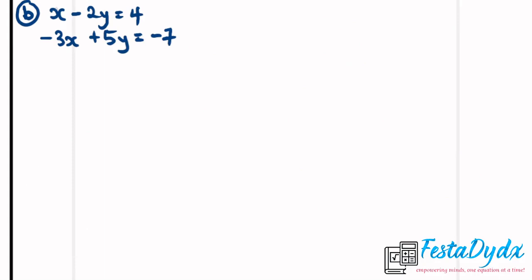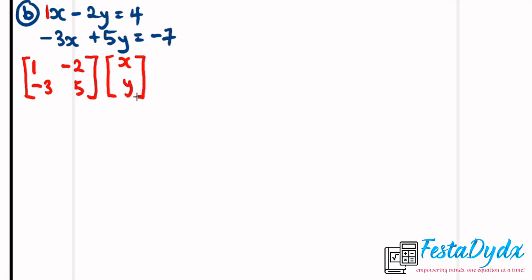So writing this in matrix form, I have the coefficient of x, and the first value is what? There's an invisible 1 here. Let's not forget. So we have 1, and the coefficient of y is minus 2. The coefficient of x under is minus 3. The coefficient of y is 5. So the unknown variables we are looking for are x and y, and then our equation is equal to 4 and minus 7.